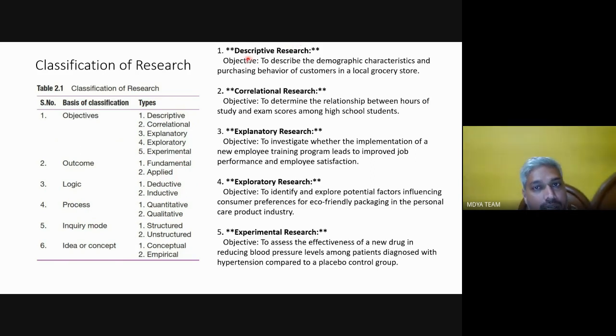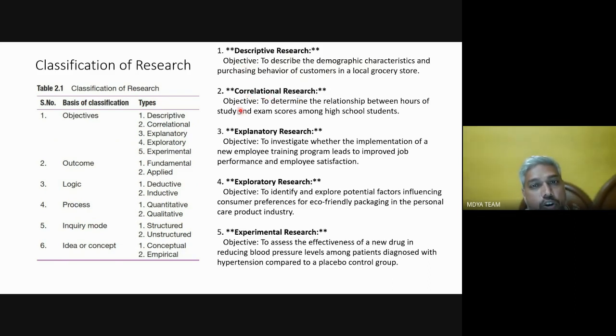Now in a descriptive research, when you write the objective, you will say "to describe." Means my objective is to describe the demographic characteristics and purchasing behavior of customers in a local grocery store. Demographic characteristics may change. This is one variable, and purchasing behavior is another variable. So you are describing these variables. So this is your objective. Just stick here only. We'll discuss it later.